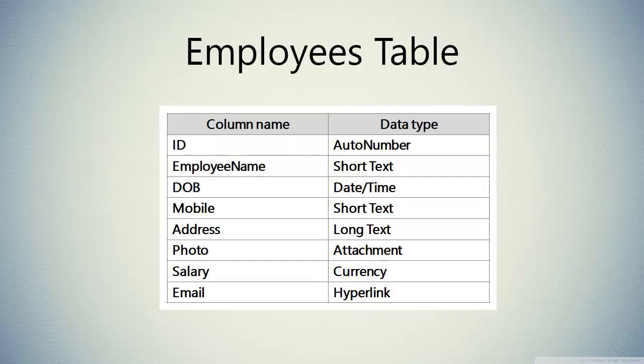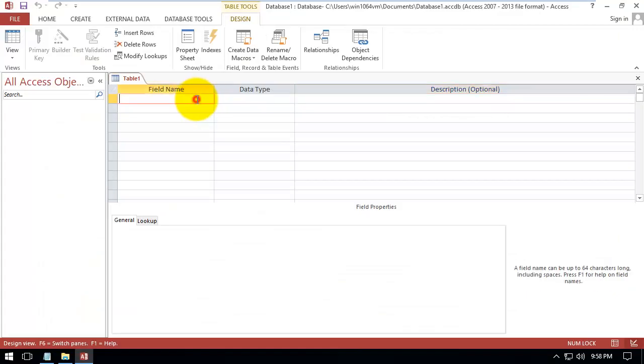Let's assume we have this table which consists of ID, employee name, date of birth, mobile, address, photo, salary, and email. So let's create it one by one. The first one is ID.